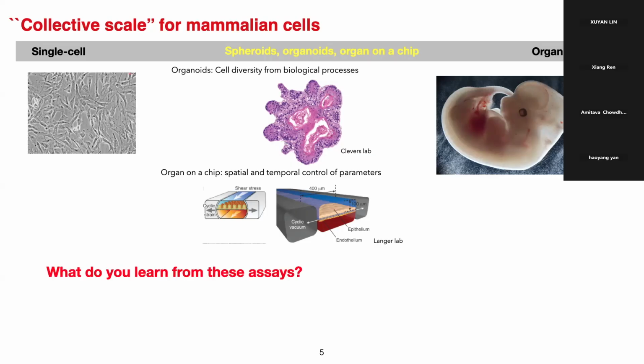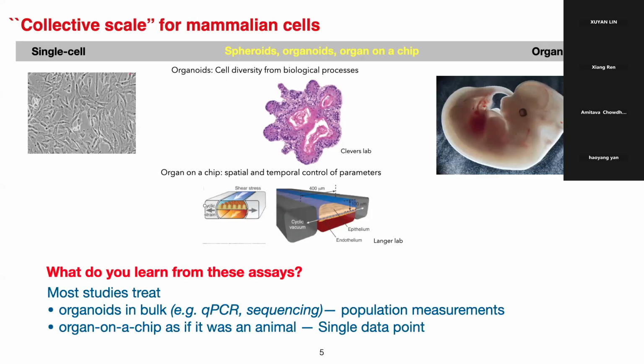But then you could ask yourself, what do people actually learn from these assays? From my point of view, as a physicist by training, I find it a little bit disappointing in some ways, because organoids are mostly treated in bulk as if they were individual cells. And with organs on a chip, usually people get one measurement from a chip.